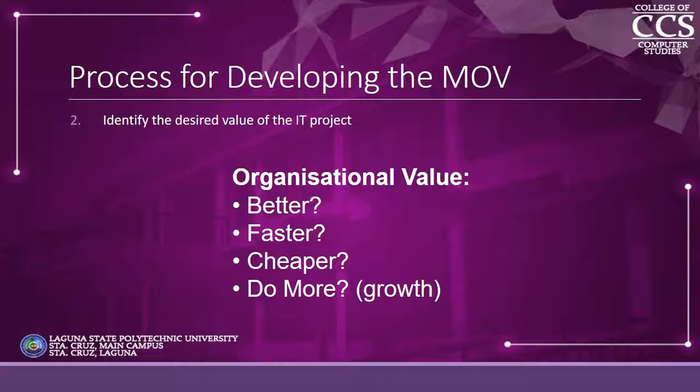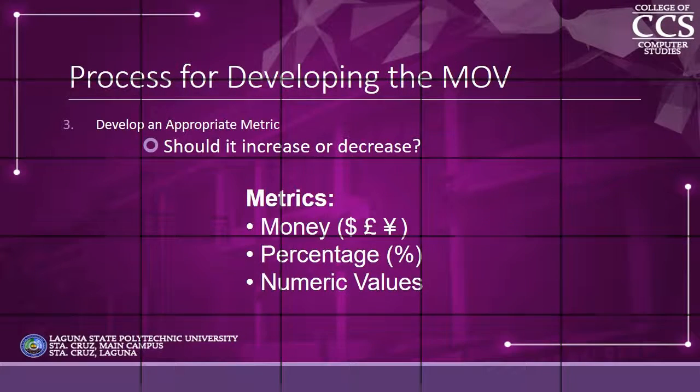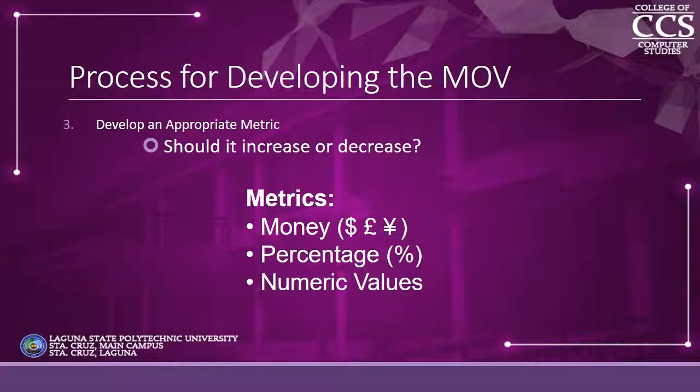Number 2 in the process for developing the MOV. Identify the desired value of the IT project. It must be the following organizational value: better, faster, cheaper, or do more. Number 3. Develop an appropriate metric. Should it increase or decrease? Metrics: money, percentage, numeric values.